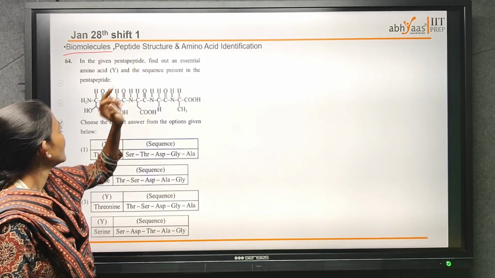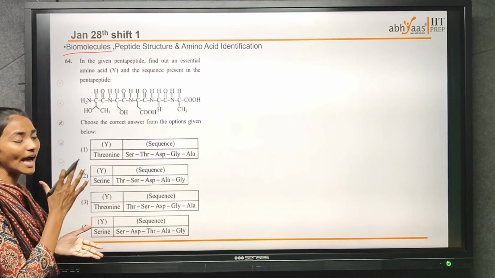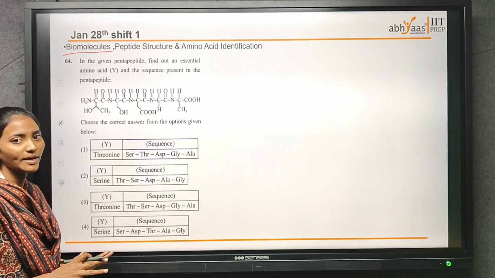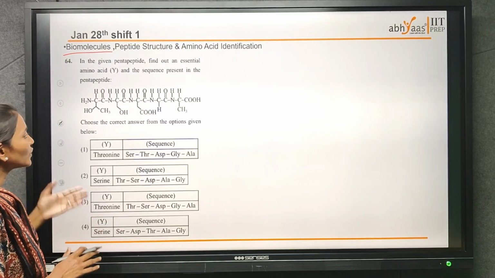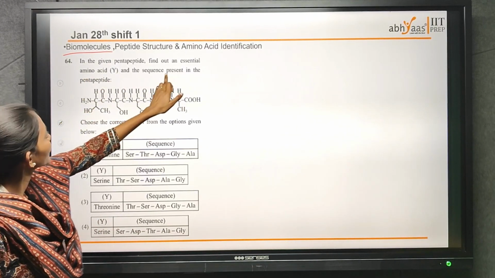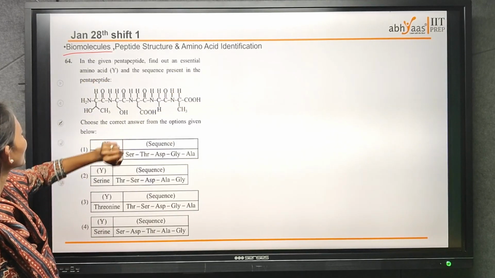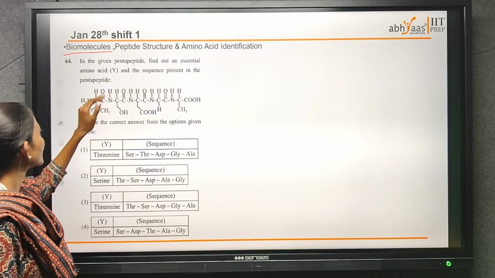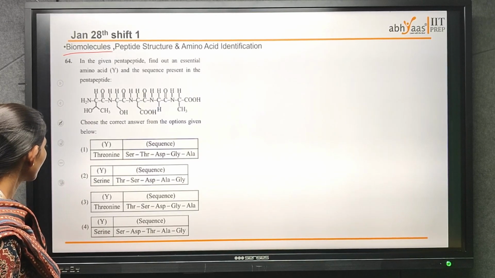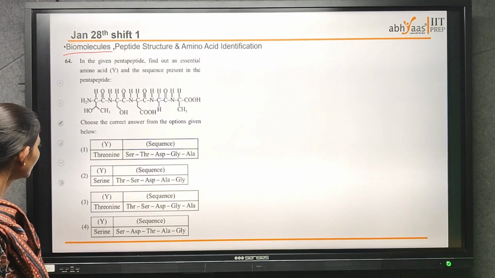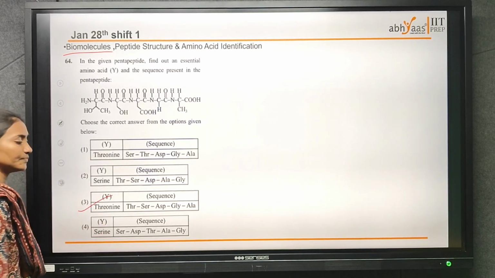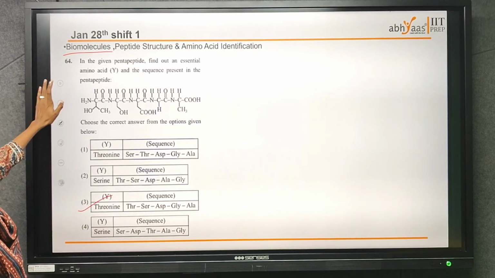From biomolecules. From starting January 21st, we have analyzed all the papers, but from biomolecules, you are getting direct NCERT based questions. So if you observe, this is a directly NCERT based question. They have given a peptide, find out the essential amino acid Y, the sequence present in the peptide. Choose the correct answer from the options. If you see, we know the sequence of this, right? So 3 will be your answer. Simple and direct NCERT based question.